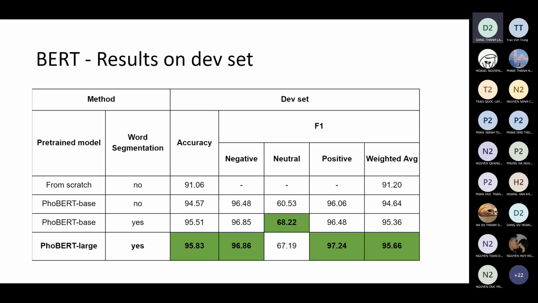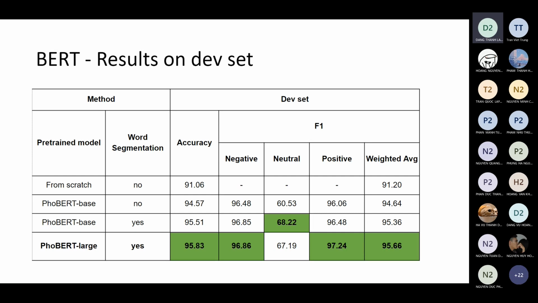This is the result of BERT on the development set. From the first look, we can see that BERT without pre-training has really low accuracy and F1 score, just about 91%. When using PhoBERT base as the pre-trained model, we are able to increase the scores by about 3%. We also try to fine-tune PhoBERT without using word segmentation, and overall, the result is only slightly decreased. But in the neutral class, there's a big increase, which is about 8%.